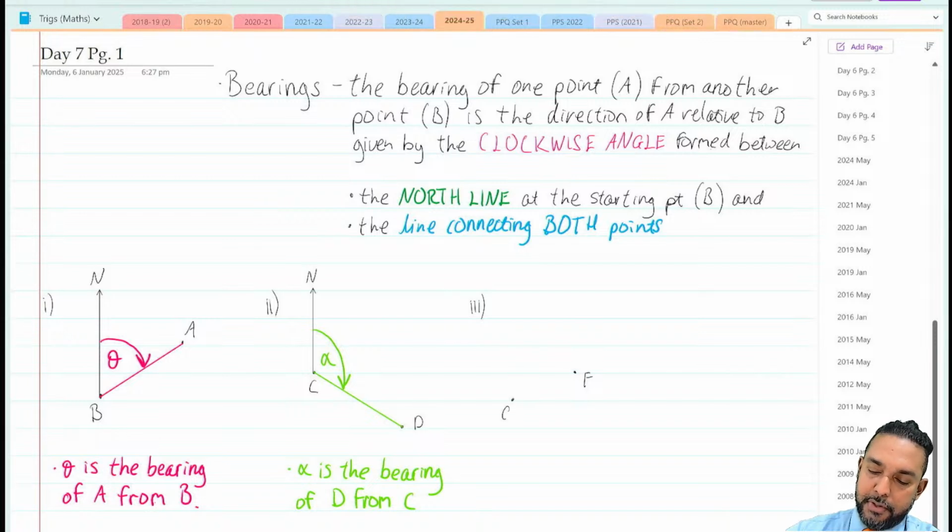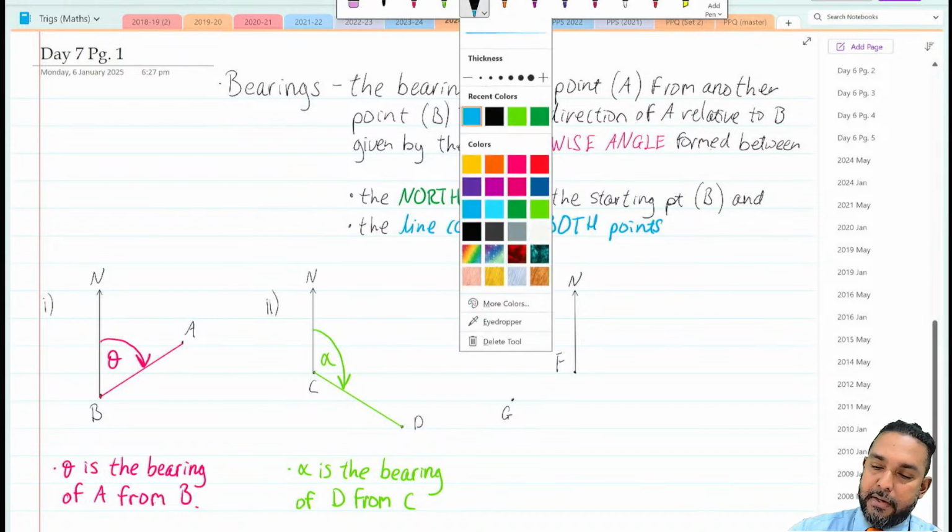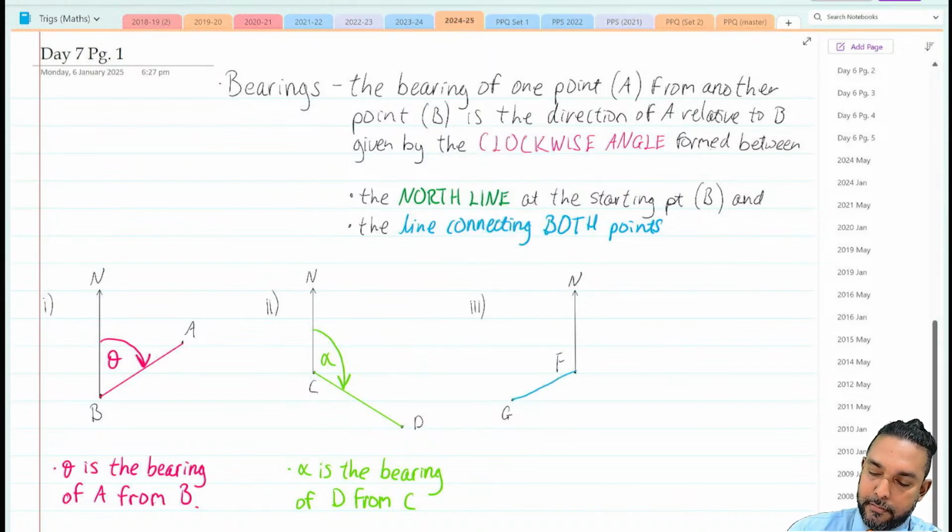Right, and let's put G across here. All right, so we have a north line at F. So that's F there. And we'll put a line connecting F and G, right? And then we'll have the clockwise angle. Right, so we'll call that one beta. So in this case, beta is the bearing of G from F.